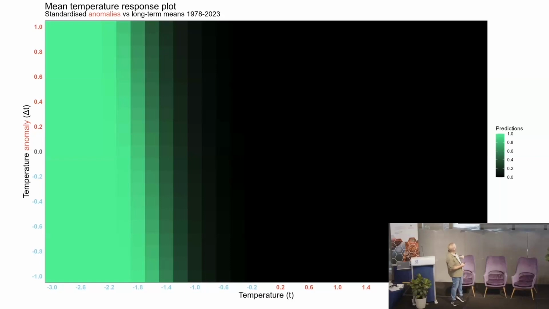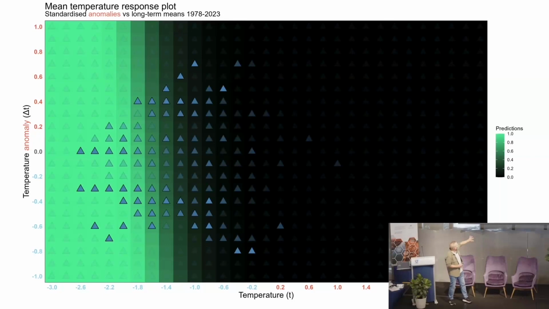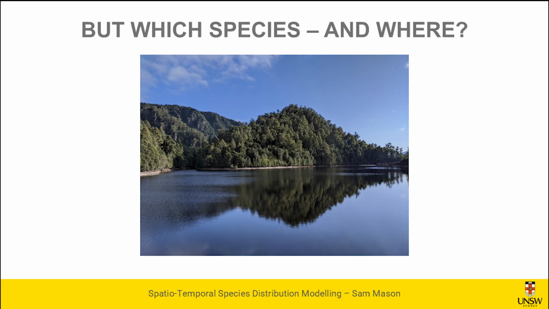And that's an example of an actual result of our models. I think it's the snow gum down in the Snowy Mountains region. And we've just overlaid that with the actual observation data that we have, just to give you an idea that we are actually seeing this in some of the species that we've captured.